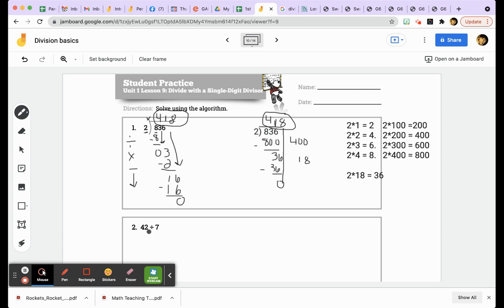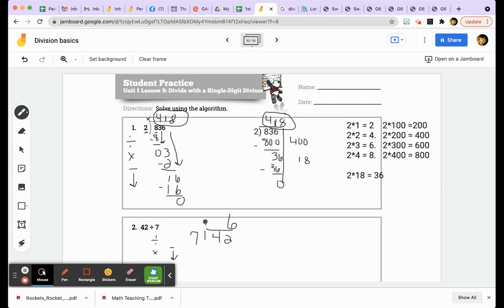So now I'm looking at 42 divided by 7. Well, I'm not going to do a toolkit for this one. I'm going to think of my 7 table. 7 times what number is 42? 7 times 6. And I'm still using my steps of divide, multiply back, subtract, and bring down.